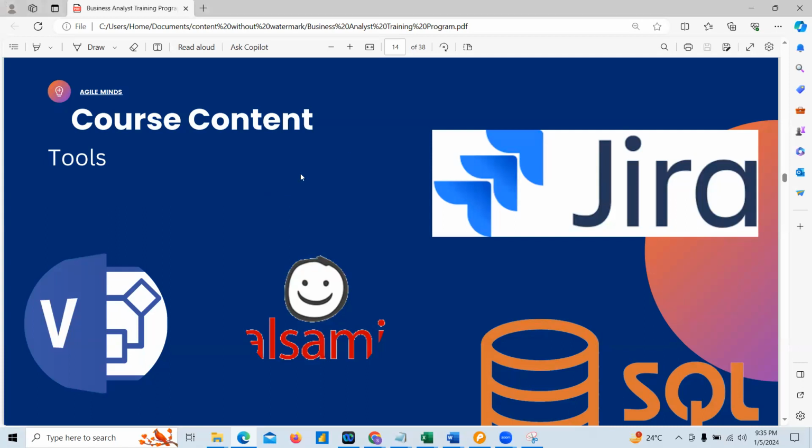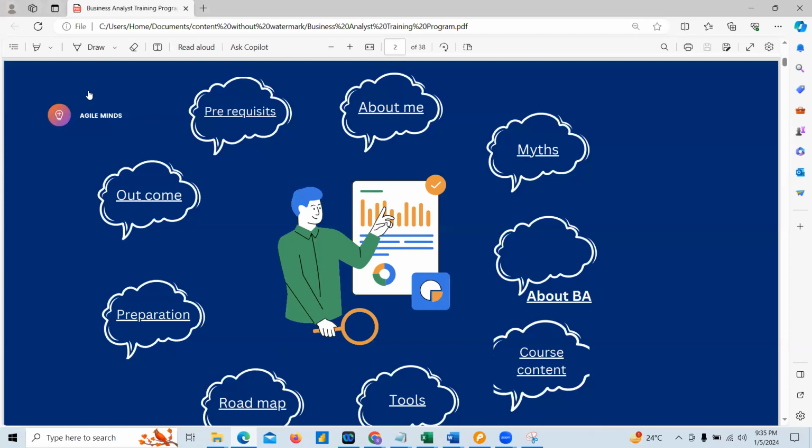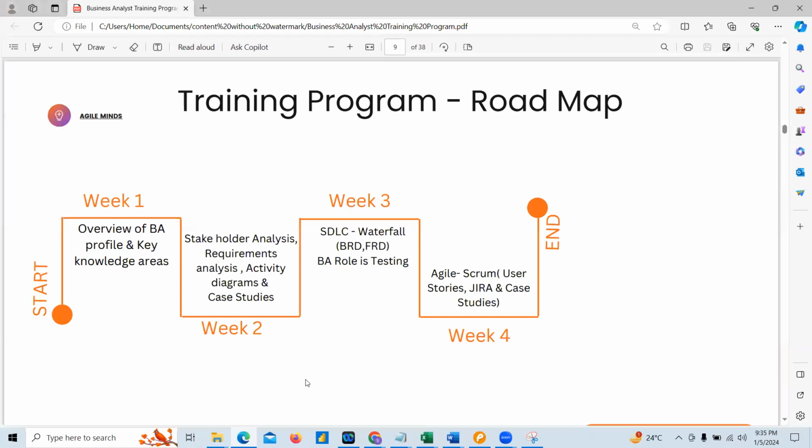Coming to this presentation, we have seen the tools and the course content. Now we'll see the roadmap: how this 1 month of training program is segregated into 4 weeks. The duration of the course would be close to 26 to 30 days. This is how it is segregated.